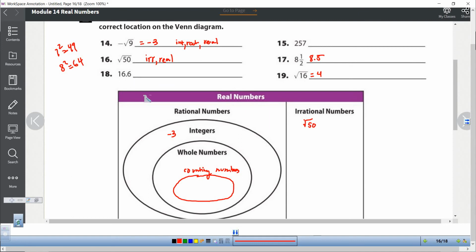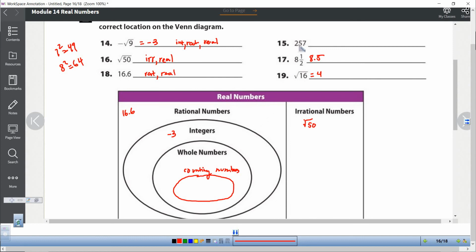All right, 16.6. Is it a counting number? Can you count on your fingers? No. Is it a whole number? No. Is it an integer? No. Is it a rational number? Yes. It has a decimal, but it stops. Once you see that the decimal stops, it also could be written as a fraction. That's something we'll be working on later. So this one is rational, and it is real.